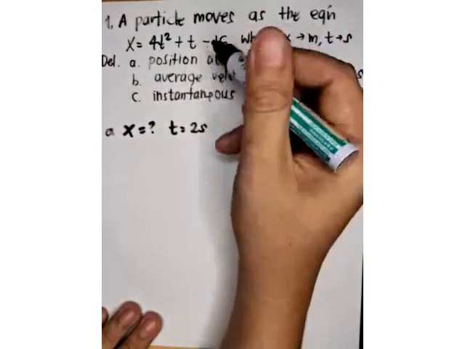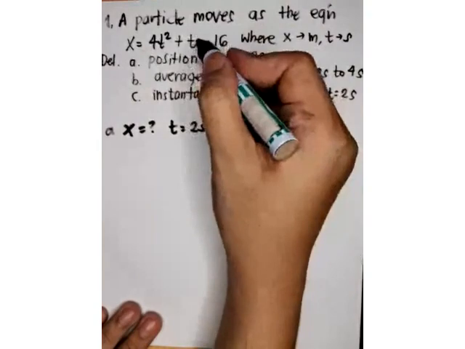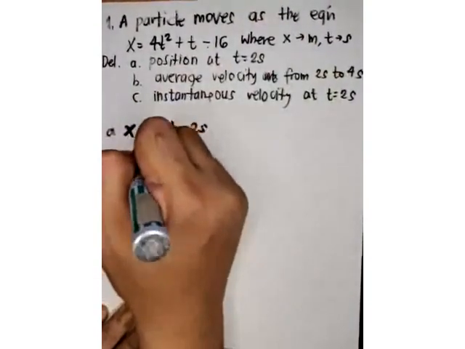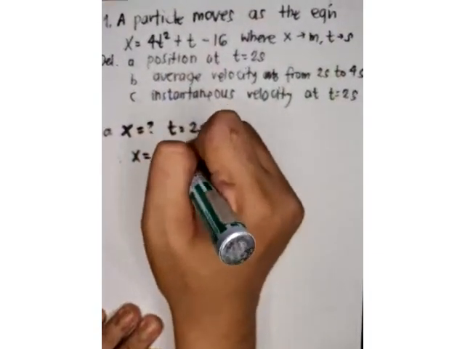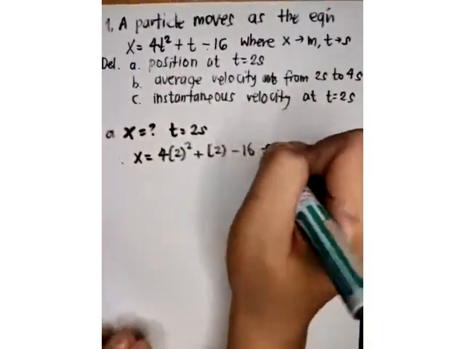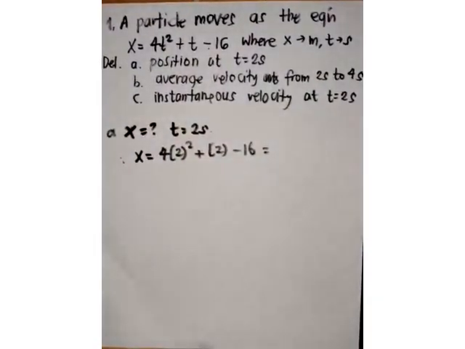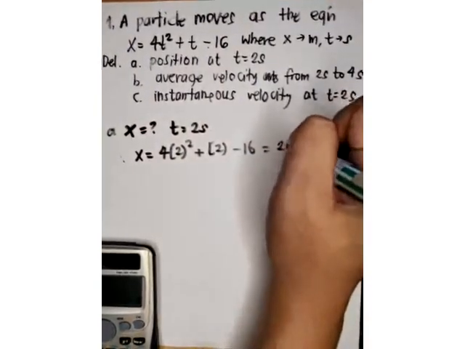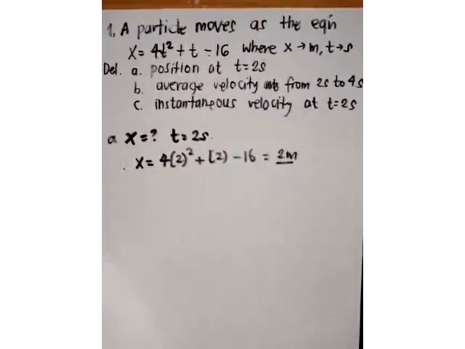To get the position at t is equal to 2 seconds, we need to substitute yung time natin doon sa equation natin. So therefore, x is equal to 4 times 2 squared plus 2 minus 16. So the answer is 2 meters. So the position of the particle after 2 seconds is at 2 meters.